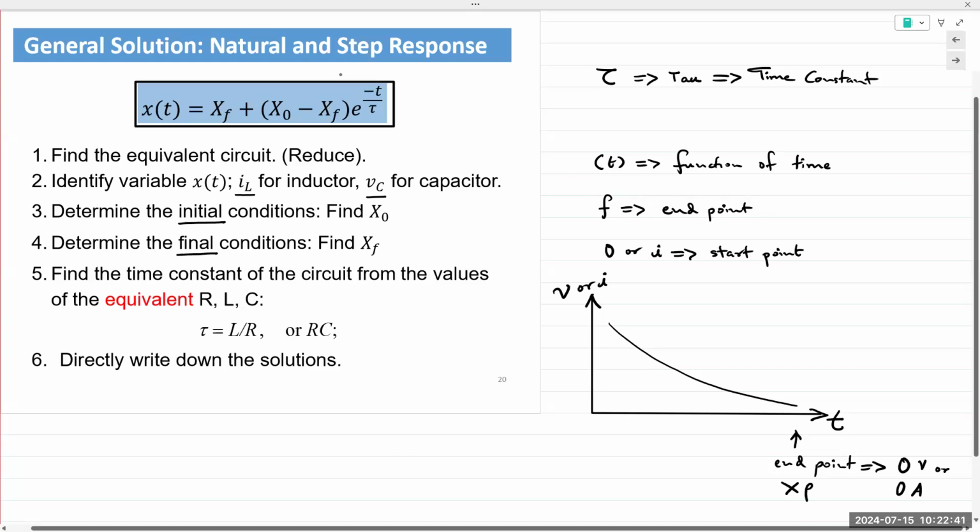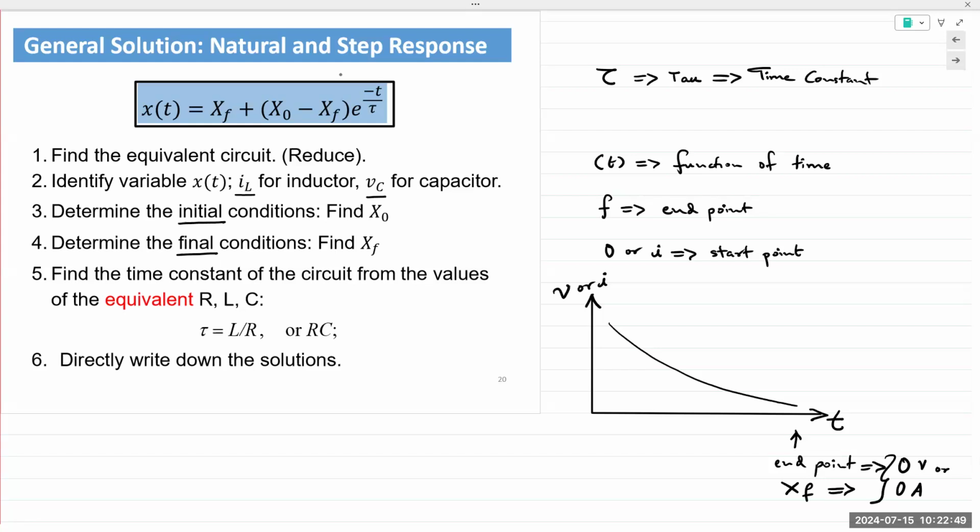So Xf will always be 0. If it's discharging, it doesn't matter if the discharging gets interrupted in the middle, which is something you will see in the lab today. As long as you are analyzing that portion of the circuit for discharging, your end point is always 0. So Xf is always 0. The only thing in that equation that remains is X0. Does that make sense to everyone? The only thing that remains is X0.